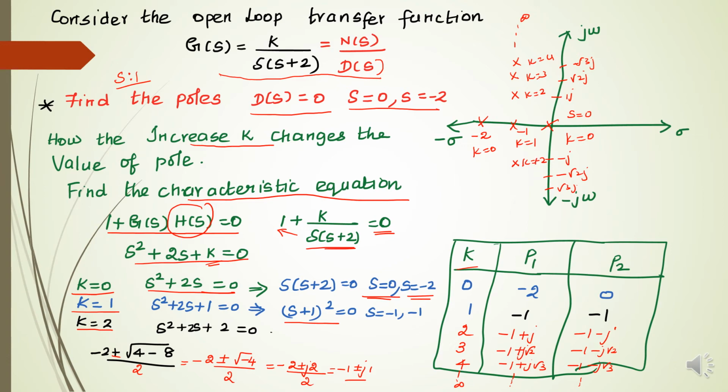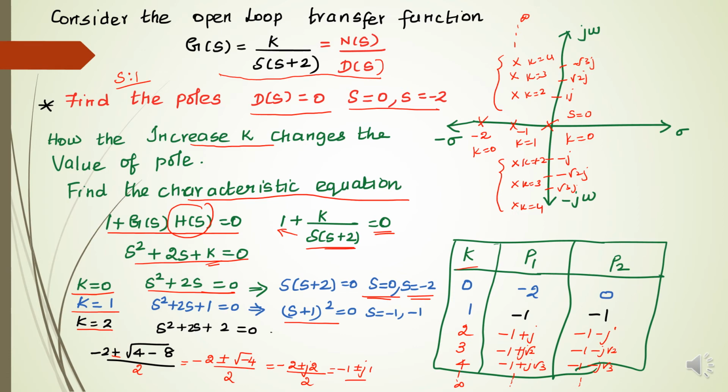Sorry, the gain is 2 only, not -2. K is 3, K is 4. Okay, so this is symmetrical about the real axis. If we increase the K further, the value also increases. Now this is in the imaginary plane. An imaginary value is obtained.